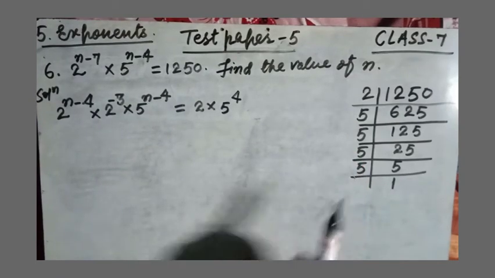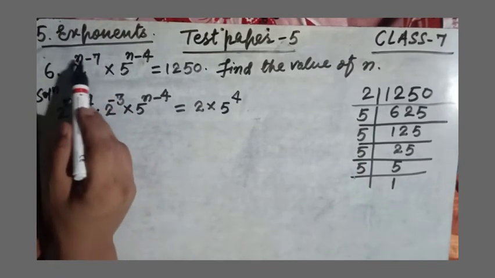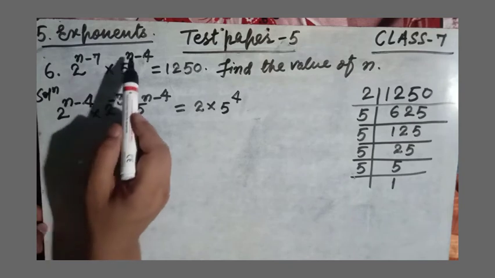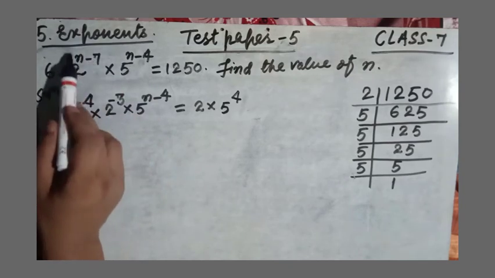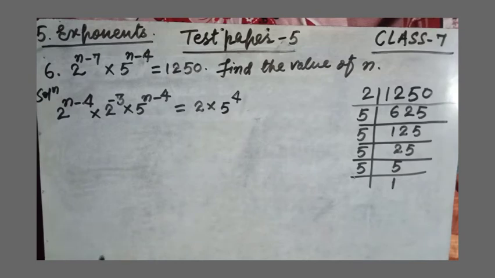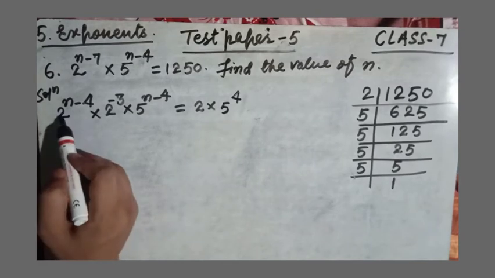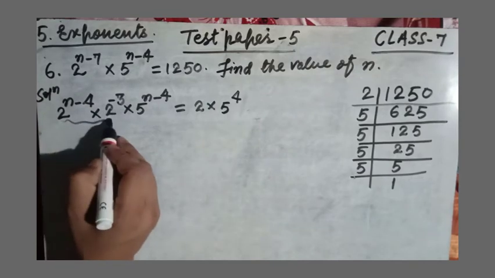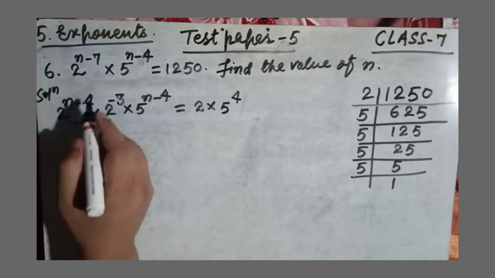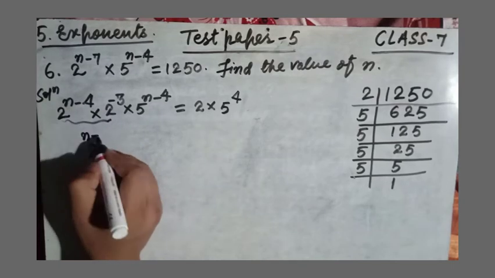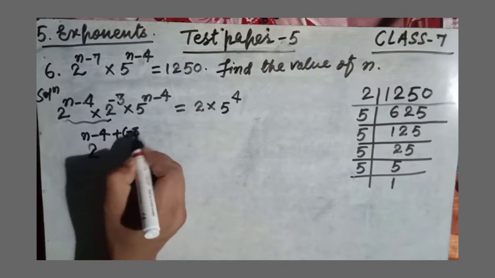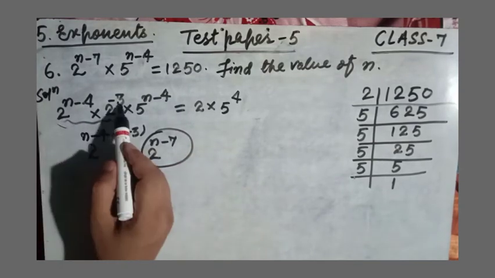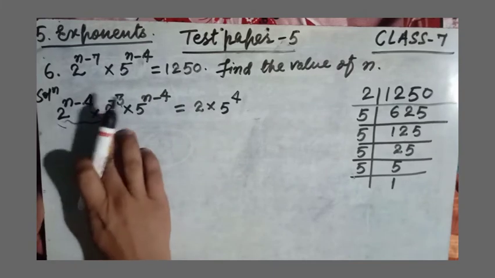Have a look here. Now we have to set the exponents the same. Here is the exponent n minus 7, here is the exponent n minus 4. Now these are different exponents. We are going to make them equal, as 2 raised to power n minus 7 could be written as 2 raised to power n minus 4 multiplied by 2 raised to power minus 3. Why? Because here the base is same. When the bases are same, write the single base and add their exponents: n minus 4 and minus 3 becomes n minus 7. There is no effect.